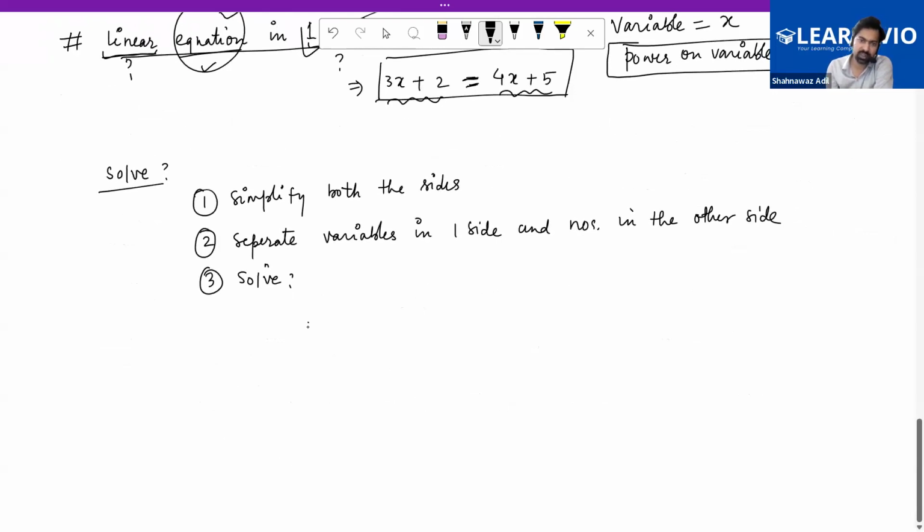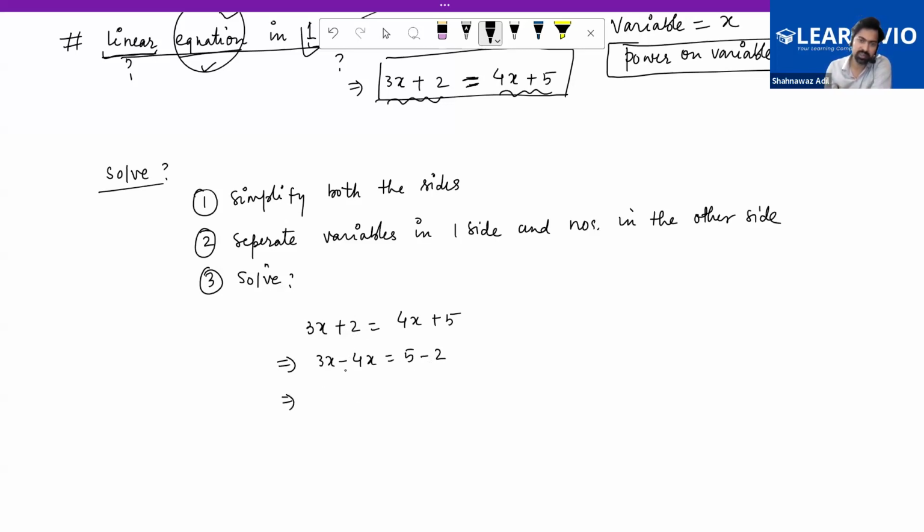So this is 3x plus 2 equals 4x plus 5. This cannot be simplified further. So we bring this 4x to the other side and this 2 to the other side. And remember, whenever we change the side, the sign of whatever we are moving changes. If it is positive plus, then it would be negative. If it is multiplied, then it would be divided, and so on.